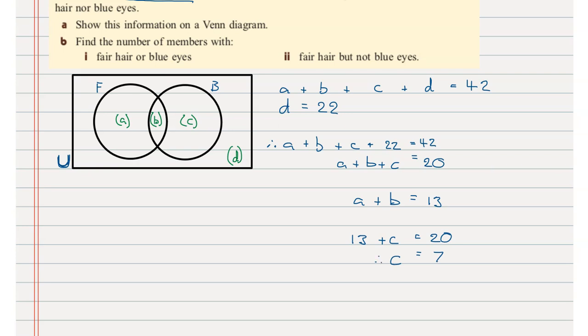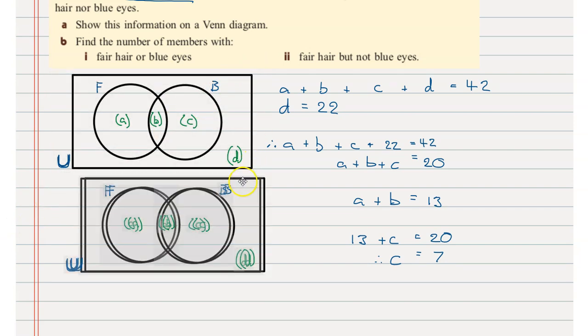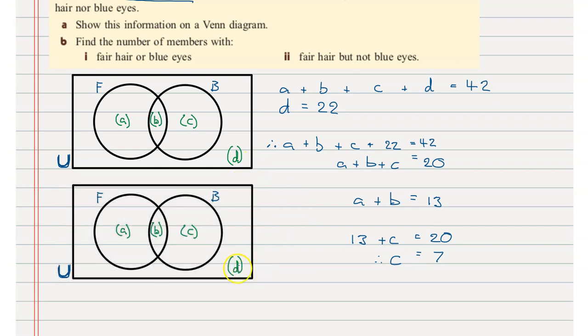So what I'm going to do now is start dropping the information back into our Venn diagram. I'll get a nice copy of that so we can keep the old one as a reference. Perfect. Now dropping in D we have 22. Dropping in the value of C we have 7. And then we've still got A and B, so we've got to compute the values of A and B.